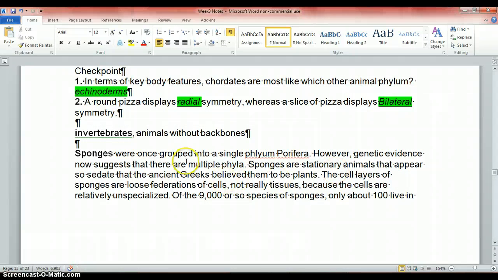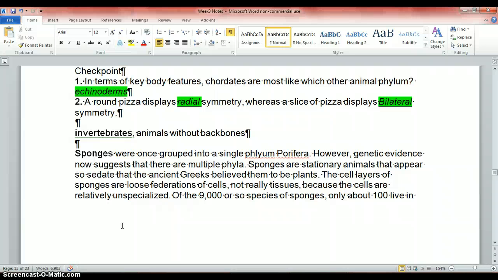It helps. Invertebrates are animals without backbones. Okay. Sponges. Let's go basic. Sponges were once grouped into the single phylum Porifera. However, genetic evidence now suggests that there are multiple phyla in there, so sponges are actually more complicated than originally thought. The reason we thought they were so basic is they're just stationary animals that appear so sedate that ancient Greeks believed they were plants.